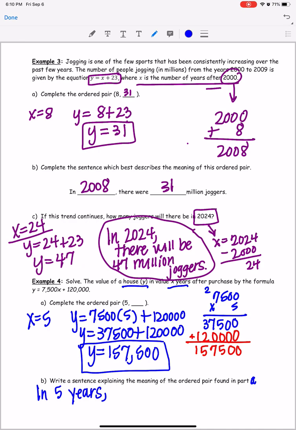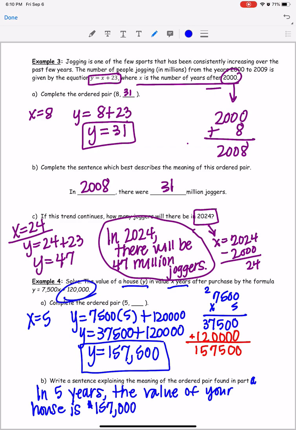So we'll say something like, your house in 5 years, the value of your house is $157,500 if you originally bought it for this much. If it was originally $120,000.